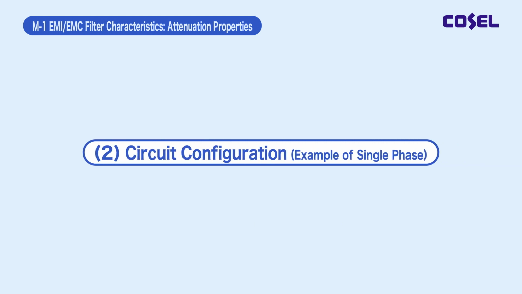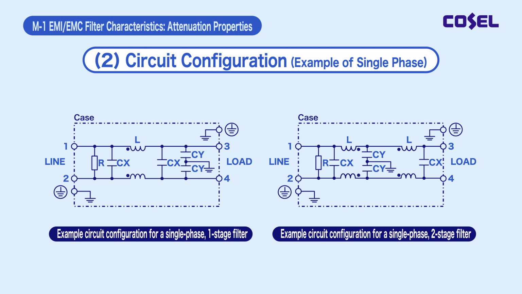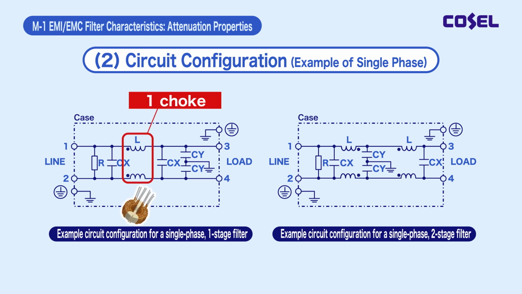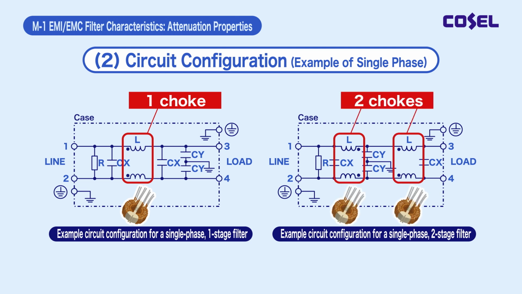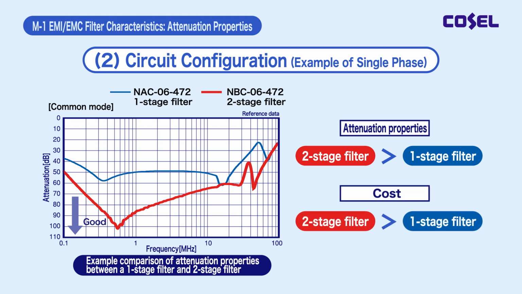I'd now like to explain the circuit configuration of the EMI/EMC filter. The circuit configuration of the EMI/EMC filter includes a one-stage filter and a two-stage filter. A filter with one choke is called a one-stage filter, and a filter with two chokes is called a two-stage filter. A two-stage filter has better attenuation properties than a one-stage filter, but it costs more than a one-stage filter because it requires two circuits.